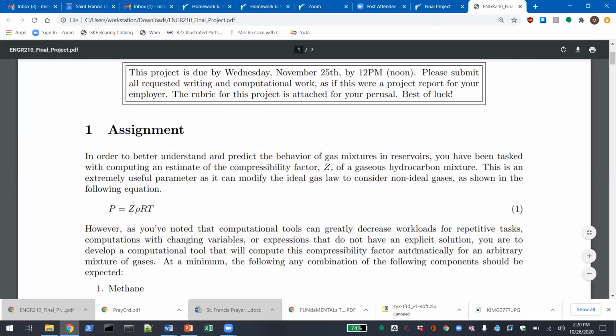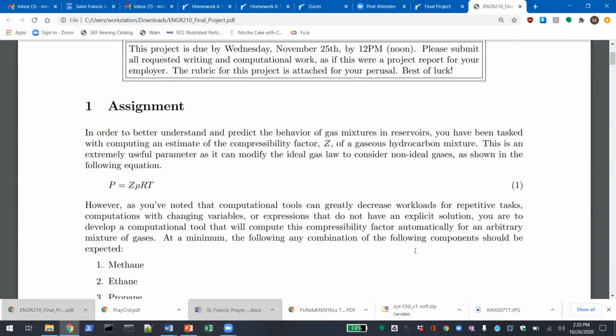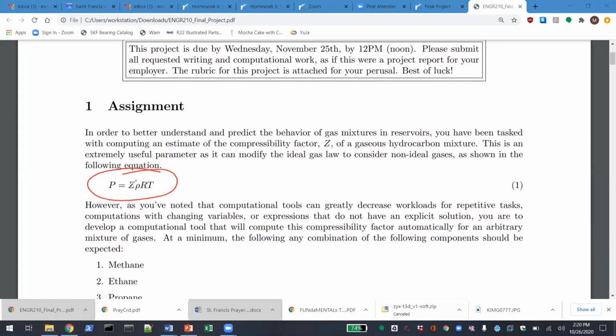So, coming back to this guy. The upshot of the project is that you have the ideal gas law. That guy. You want to compute some compressibility factor Z.